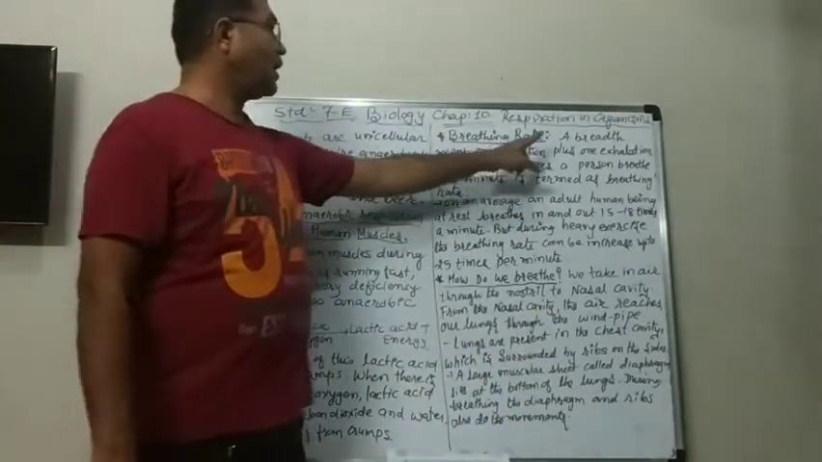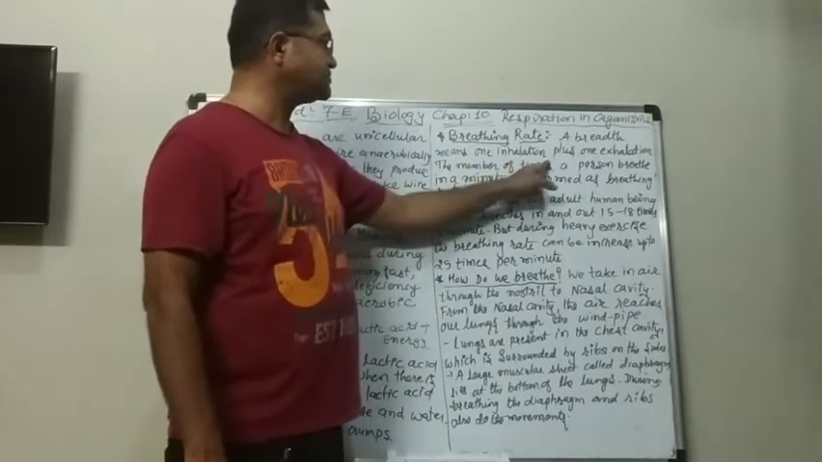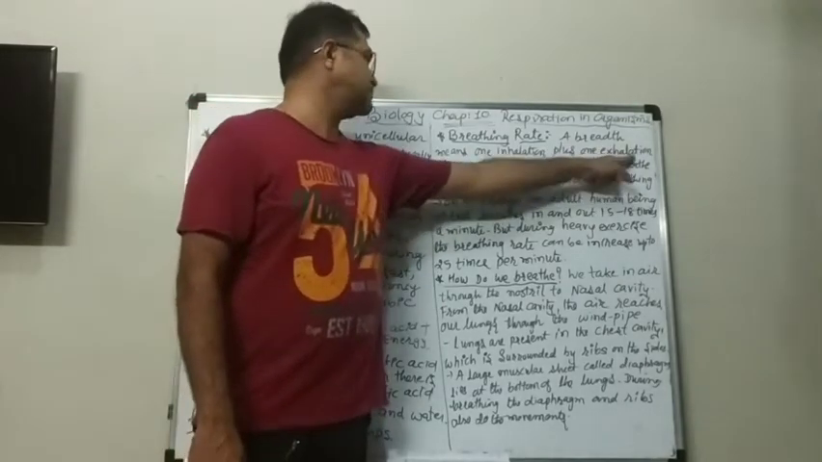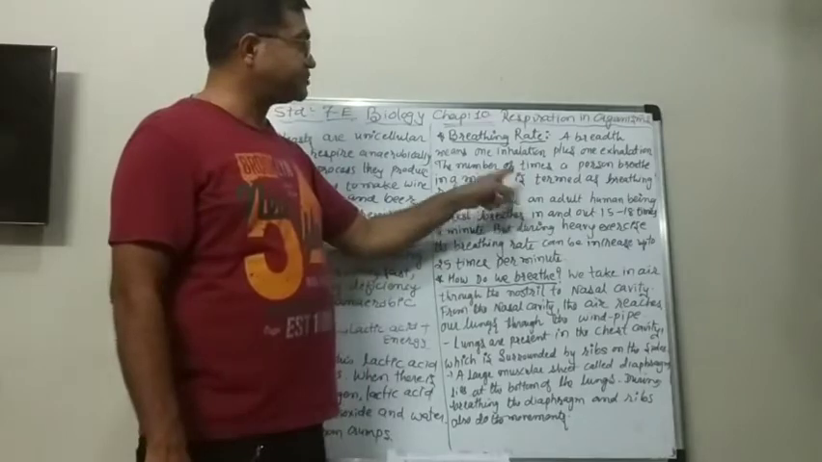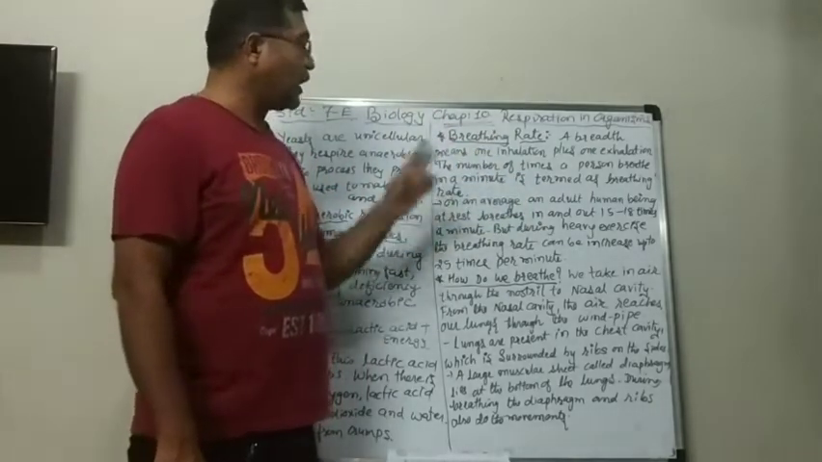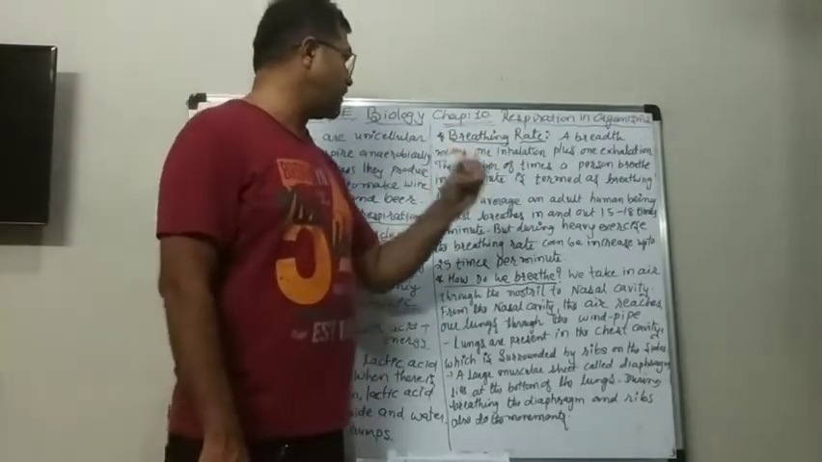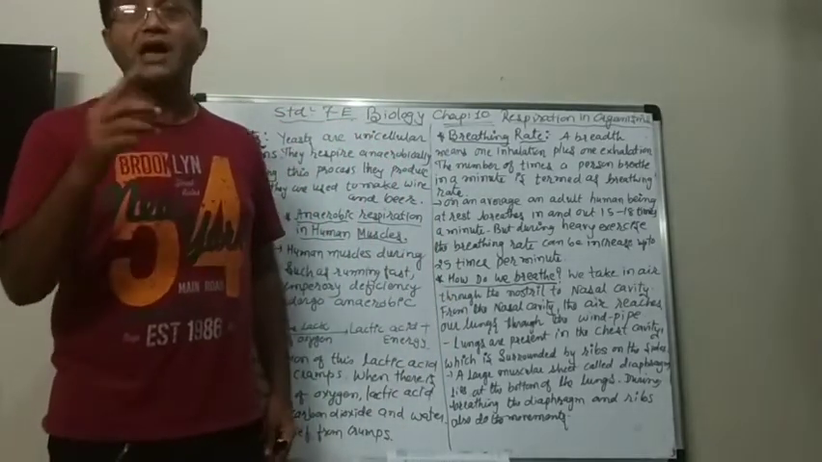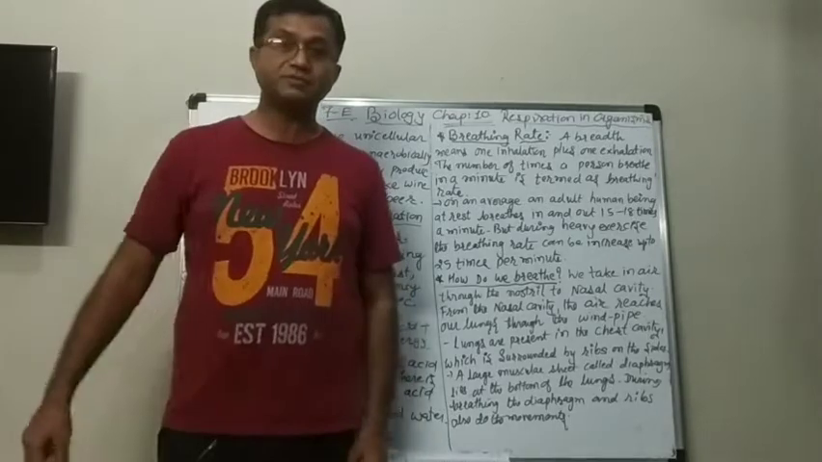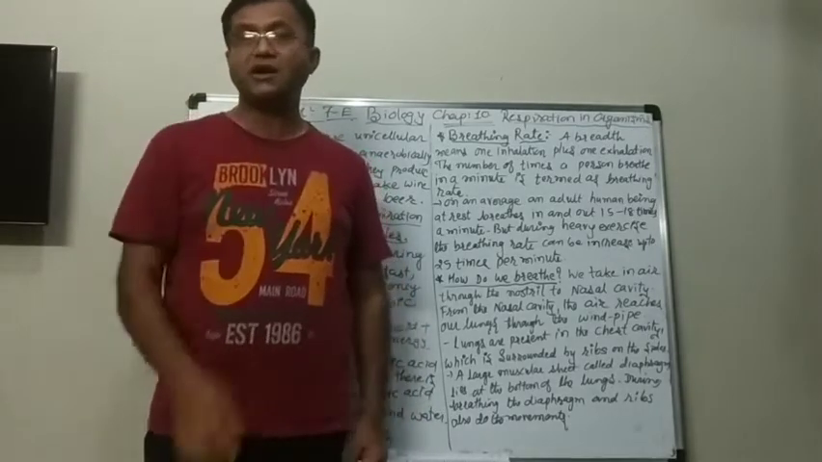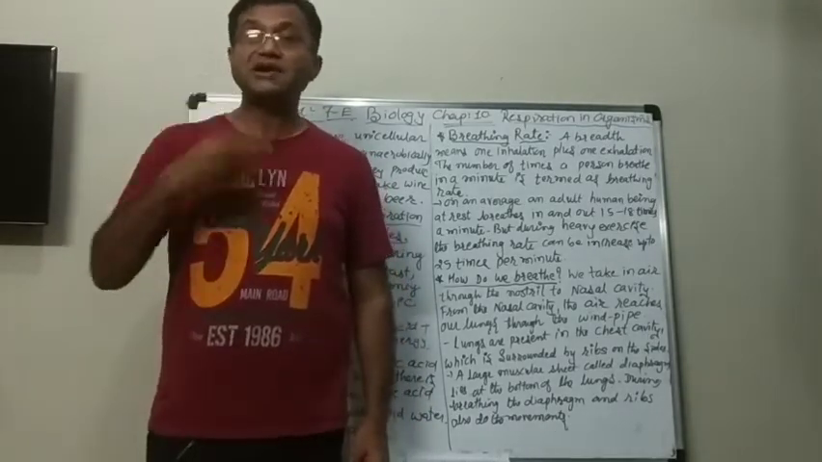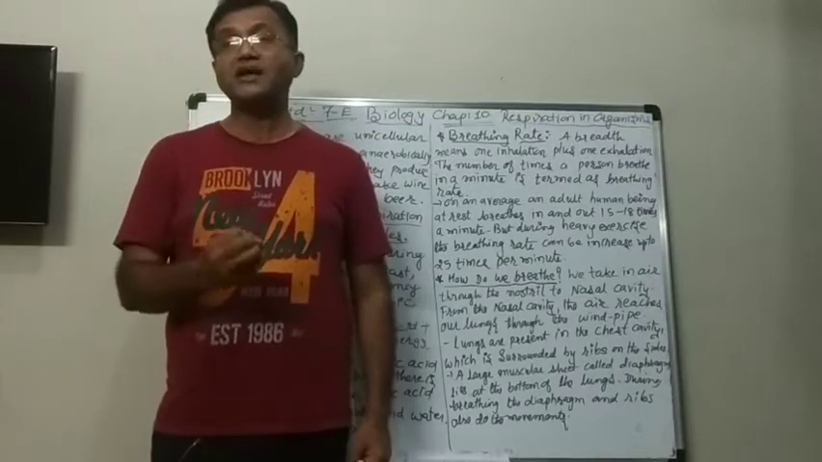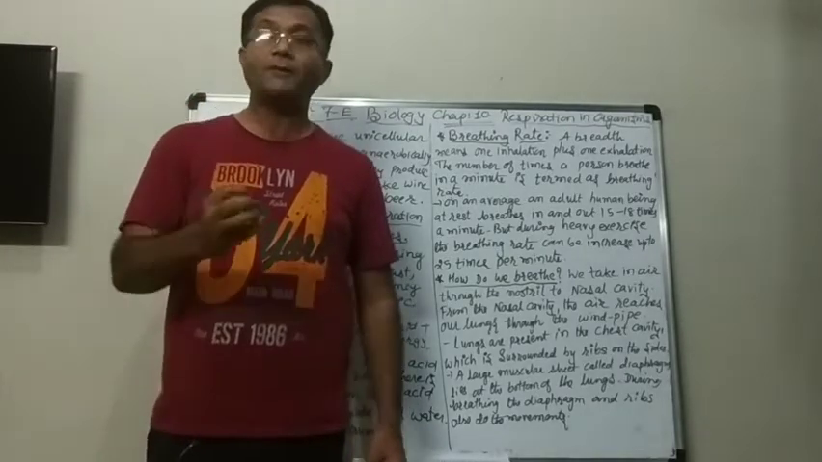So look here, a breath means one inhalation plus one exhalation. The number of times a person breathes in a minute is termed the breathing rate. It means that in 1 minute, how many times we take a breath, in and out being counted as 1. So in 1 minute, the number of breaths is known as the breathing rate of a person.